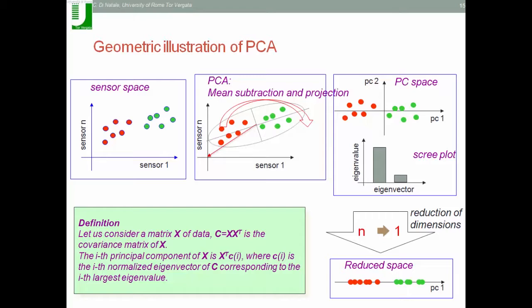But what we have here is that now we have a hierarchy between the two variables. Here we had no hierarchy. I mean that sensor 1 and sensor 2 carried the same information. You cannot say that one sensor is more important than the other, because the variance of each variable is comparable, is the same. But when we go to the principal component space, this is no more the case.